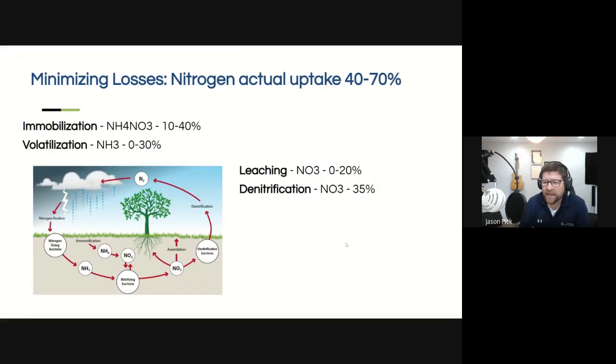Now, the key, and we're going to get into foliar treatments here in a sec. The key to fertilizer applications is not so much how much, but how much to keep, minimizing losses. In true reality, we lose between 40 and 70% of all the nitrogen that we apply to immobilization and volatilization.